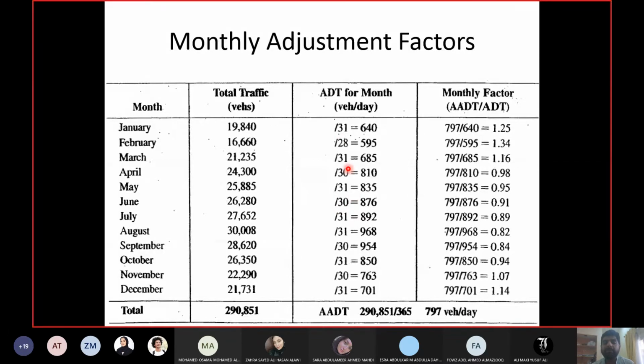So we have ADT for each month, and we have the AADT for the whole year. If you want the adjustment factor for each month, then you take AADT and divide it by the ADT of the month.